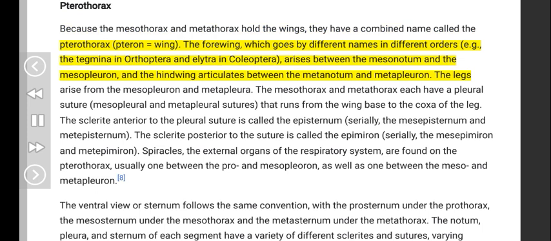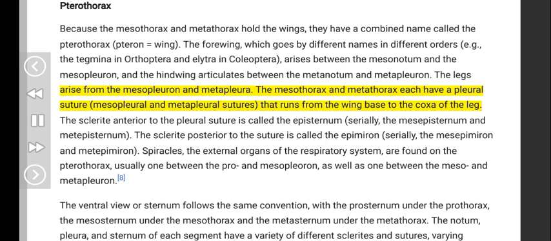The forewing goes by different names in different orders, e.g., the tegmina in Orthoptera and elytra in Coleoptera. It arises between the mesonotum and the mesopleuron, and the hindwing articulates between the metanotum and metapleuron. The legs arise from the mesopleuron and metapleuron. The mesothorax and metathorax each have a pleural suture, mesopleural and metapleural sutures, that runs from the wing base to the coxa of the leg.